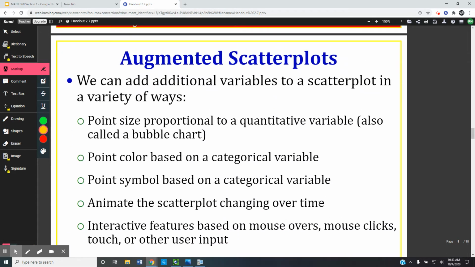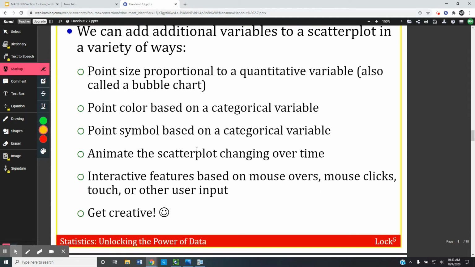So this is kind of where we get into augmented scatter plots. We can add additional variability to a scatter plot in a variety of ways. One, we can make point sizes proportional to the quantitative variable. We can change the color for the categorical variable. We can have symbols which base themselves on the category, and we can animate the scatter plot and change it over time. Any interactive feature where the mouse hovers over, mouse clicks, or touch or any other user input is considered an augmentation of that particular chart.